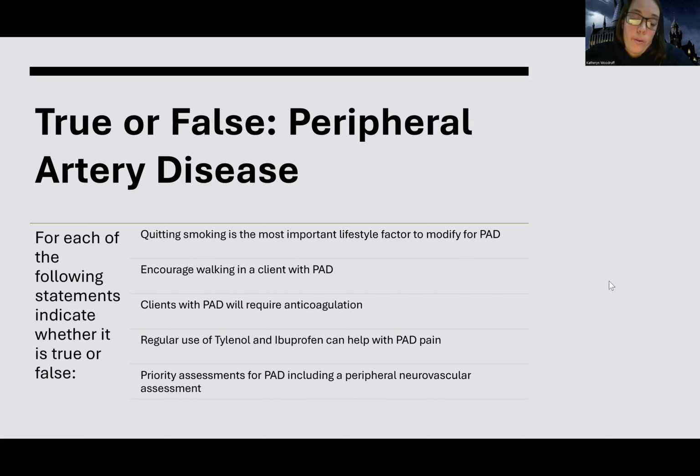But the priority ones, if you want to look at your top ones for PAD, you want to check their pulses, and you want to look for paresthesias, or ask about paresthesias, I should say.